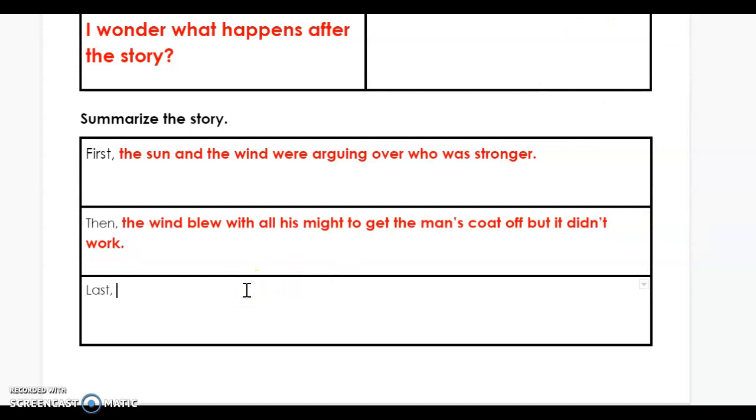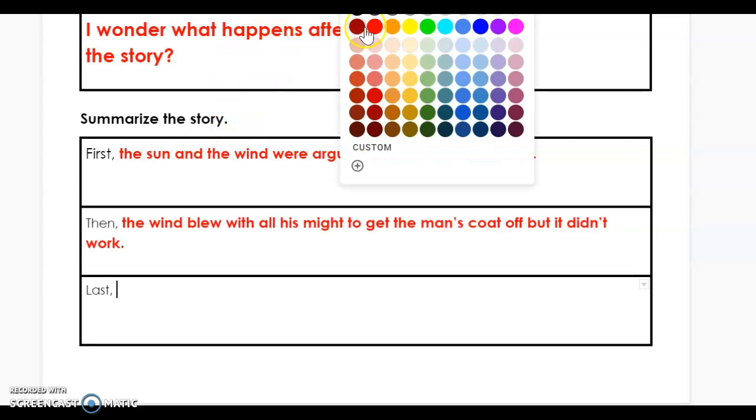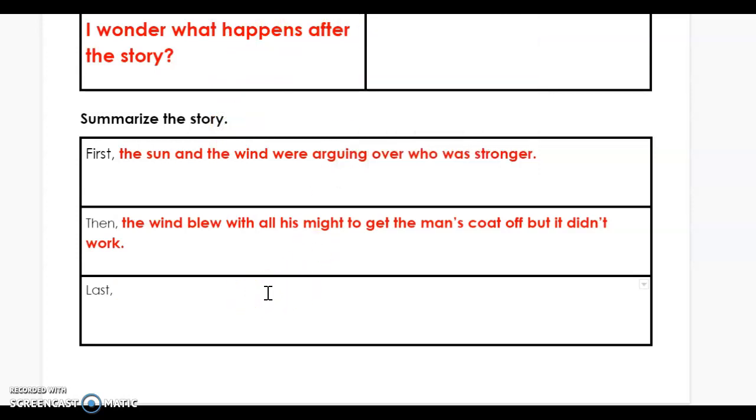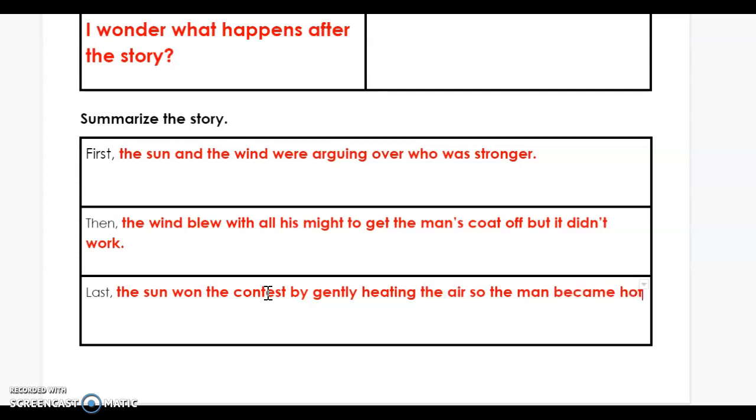Okay, and then our last sentence, an important thing that happened at the end of the story. So probably how everything turned out. So really the sun was the one who won the challenge. Sun won the contest by gently hitting the air so the man became hot.